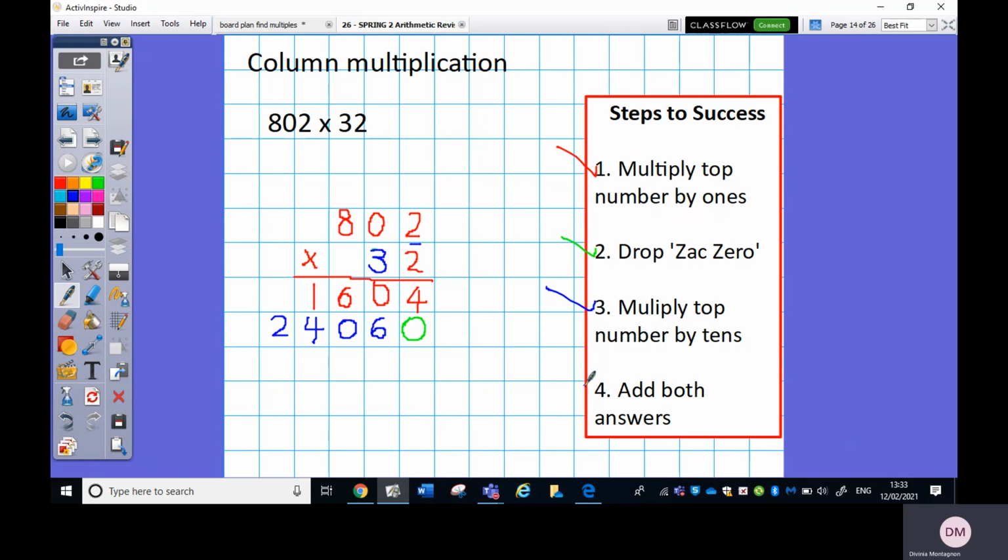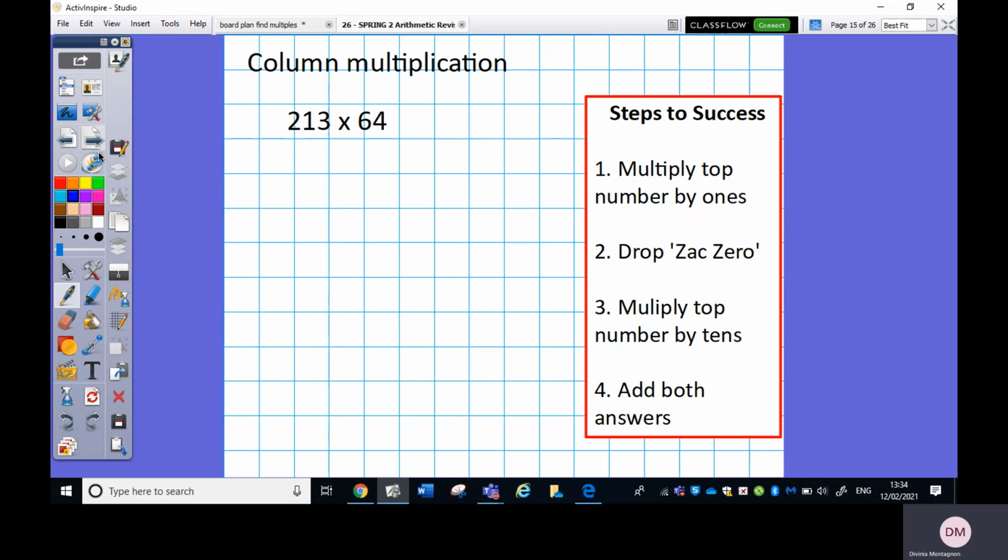So now I've multiplied the top number by my tens. What's my last step? Good. I now need to add both answers. Really important not to skip out this last step. 4 plus 0 equals, great, 4. 0 plus 6 equals 6. 6 plus 0 equals 6. 1 plus 4 equals 5. And then we have 2. So my answer is 25,664. Great. Again, I'm going to write this down.